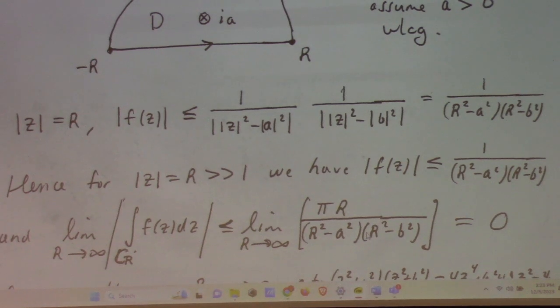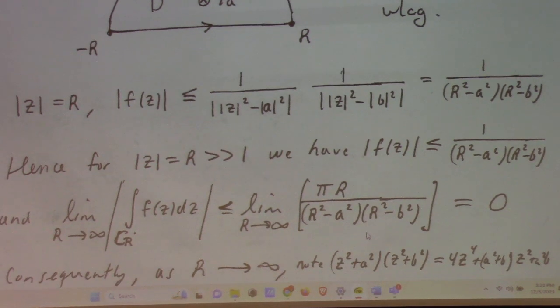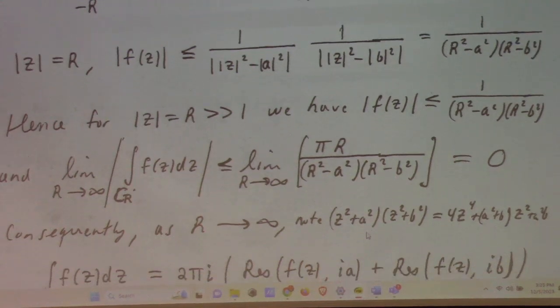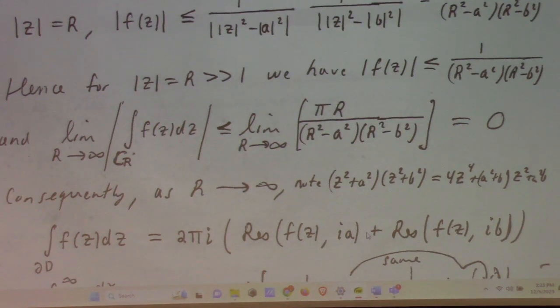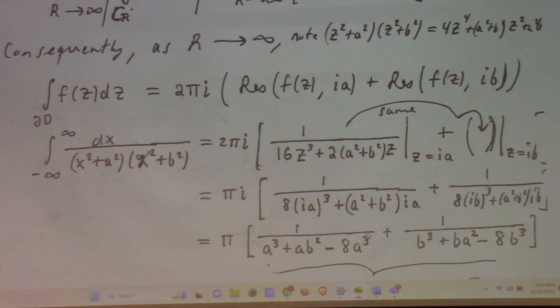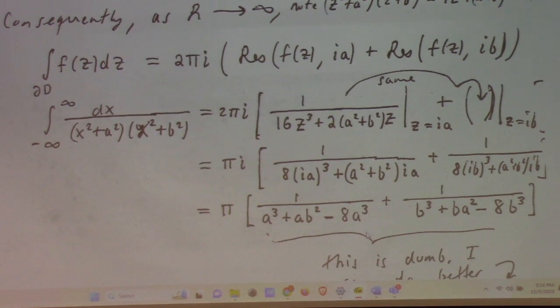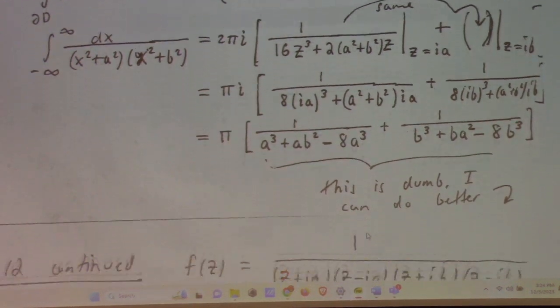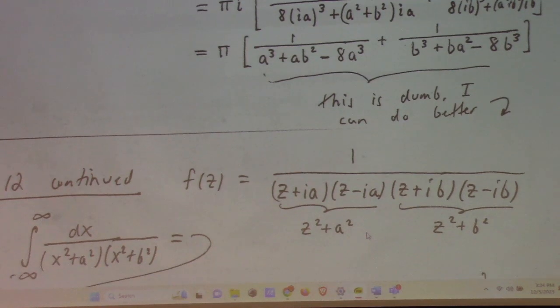All right, so then the usual estimates, triangle inequality in reverse. So the integral around the half circle goes to 0 by the ML theorem. And we just get 2 pi i times the sum of the residues, one at ia, the other at ib. And I was using rule 4 again, and then at some point I'm like, this is dumb. So I can do better.